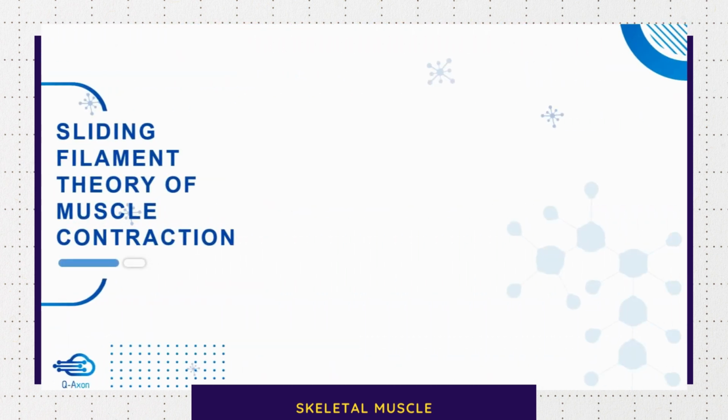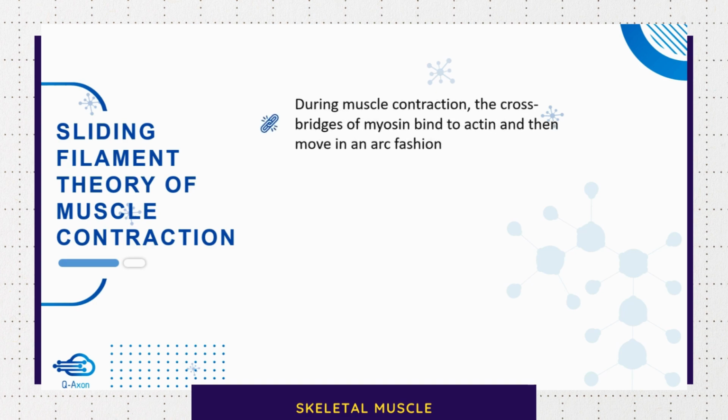Now, it's quite natural to assume that muscle contraction happens because of shortening of the actin and myosin filaments. Now, that is not the case. There is a rather unique theory called the sliding filament theory to explain the process of muscle contraction. So during muscle contraction, we know that myosin binds to actin. The cross bridge part binds to actin and then moves in an arc fashion.